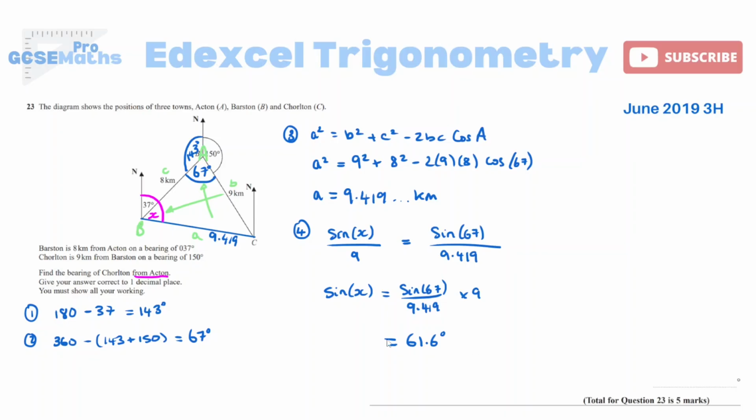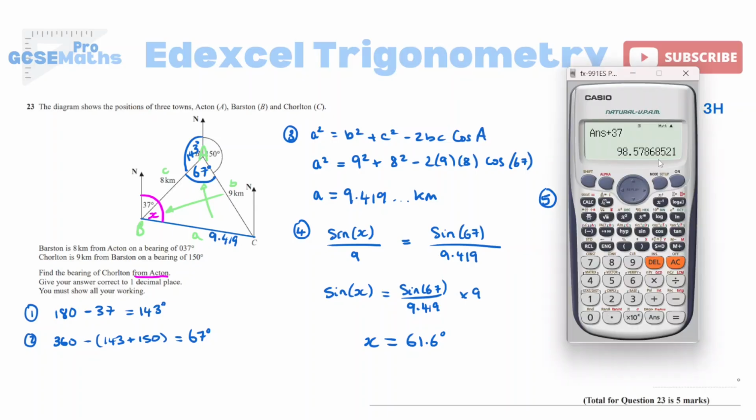61.6. Now, the only thing with that is don't get mixed up and think that that's the final answer. That's just x, isn't it? Remember what we were originally trying to find out. We were trying to find out this whole pink angle here. So that includes the 37. So in terms of our bearing, step 5, we need to do 37 plus 61.6, which is 98.6 to 1 decimal place.